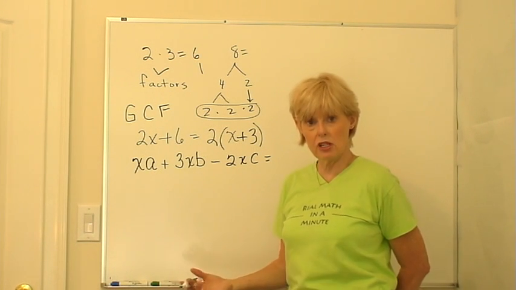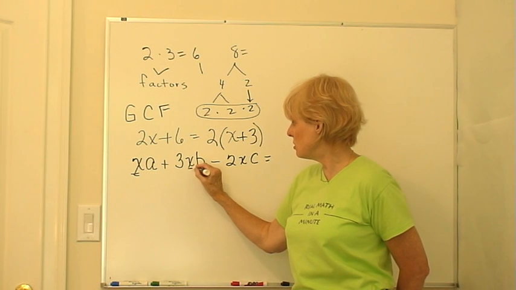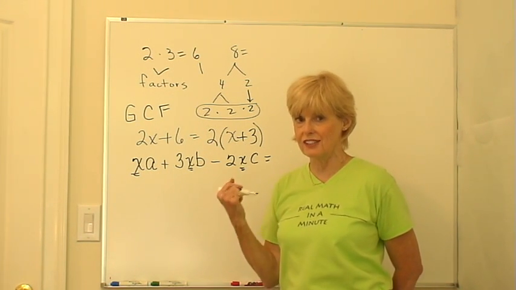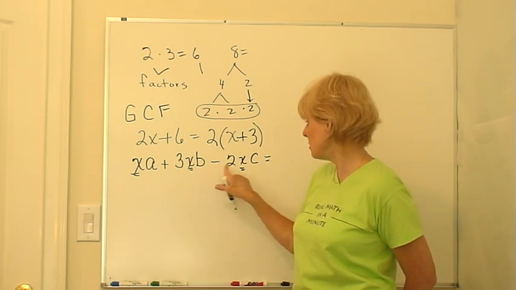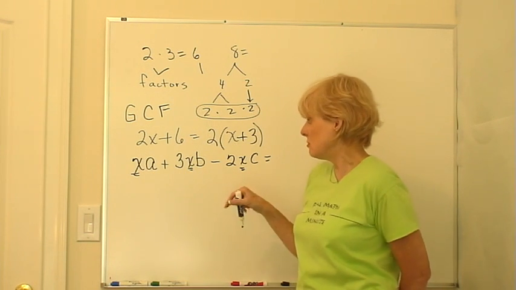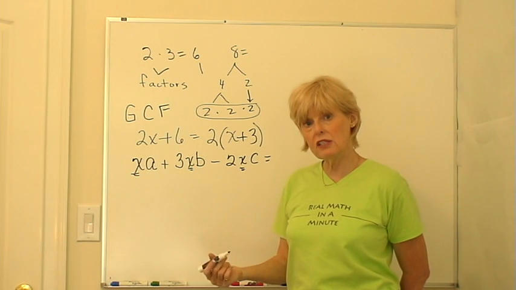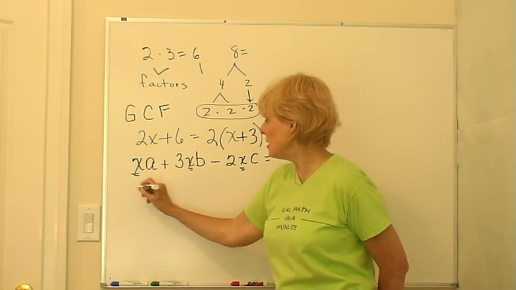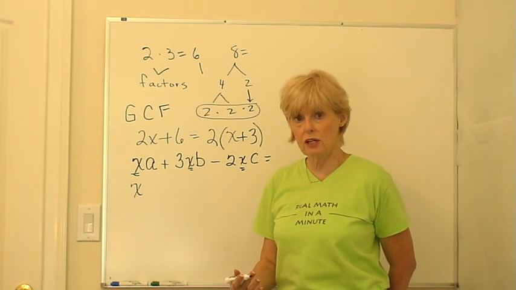So now we look at our variables. We have an x here, an x here, and an x here. So they all have an x in common. This is a good thing. Yay. Then we look at a. That has an a, that doesn't, and neither does that. This one has a b, but that one doesn't, and neither does that. This has a c, but neither do these two. So the only thing they all really have in common is the x. So we say, well, in that case, x is our greatest common factor.